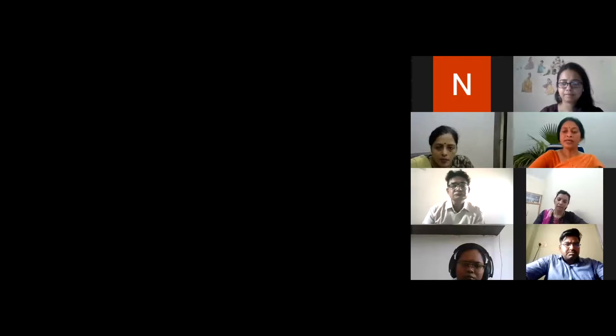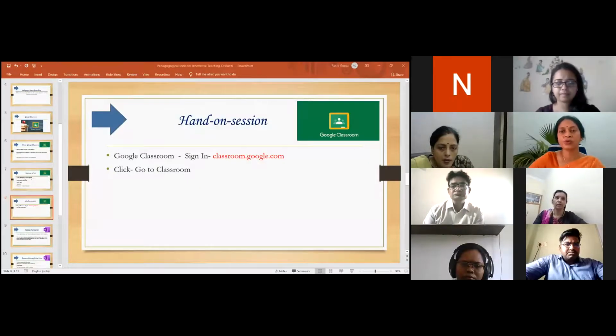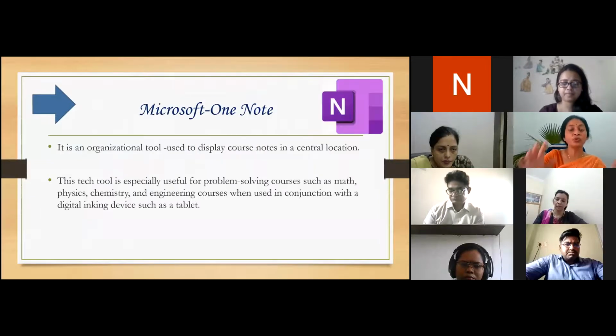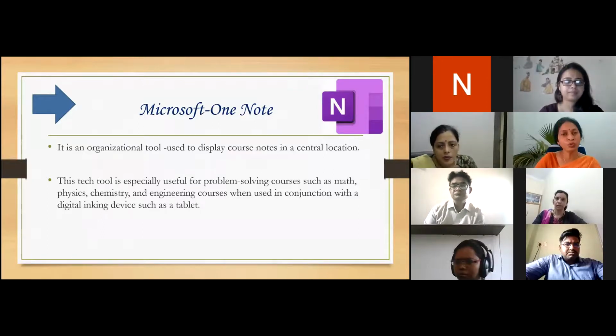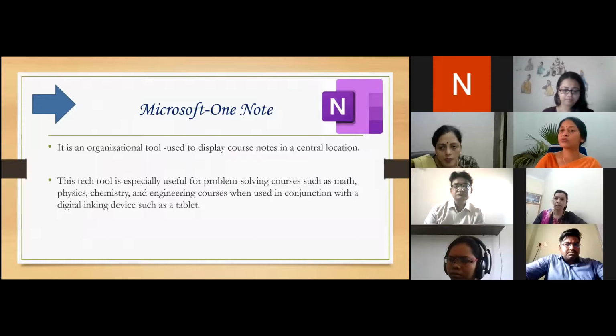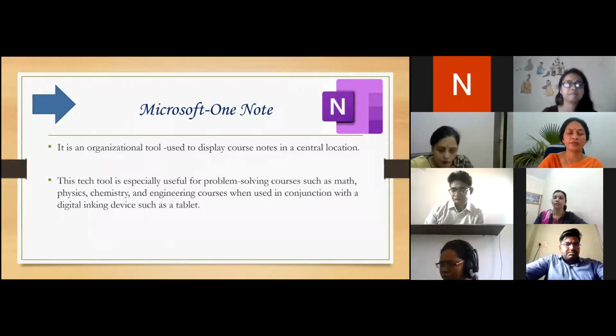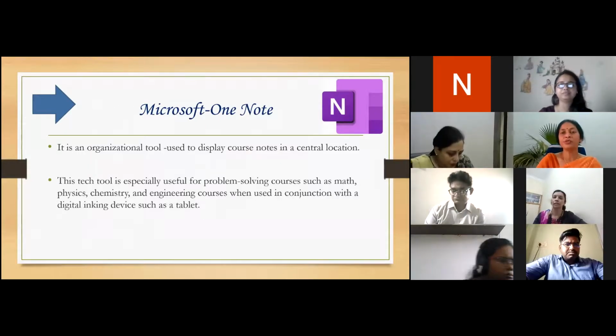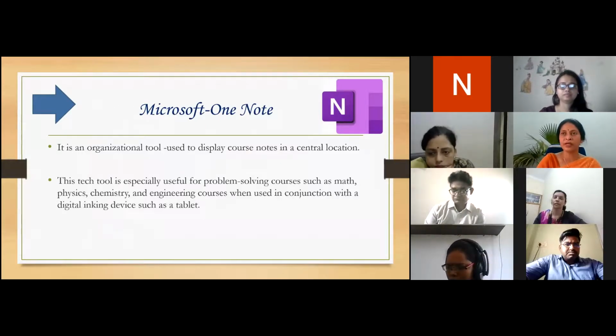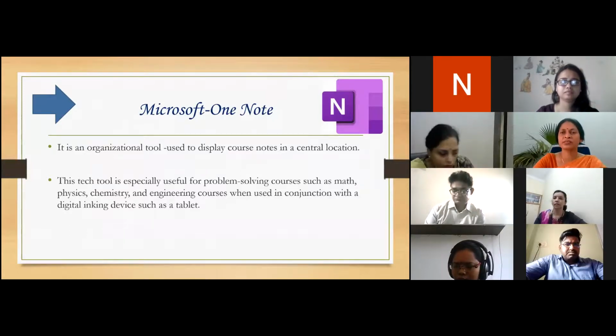Okay. So as I said, this was the tool called Google Classroom that I was talking about. Now, another very important tool is Microsoft OneNote. It is an organizational tool which is used to display the course notes in a central location. I think this is a very good tool because earlier, whenever I used to share some notes on WhatsApp or through mail, it used to get scattered. Like if I send them some assignment also, it gets all marked up with the course content that I've shared with them or the important sites that I've shared.